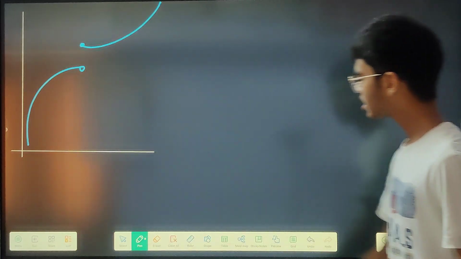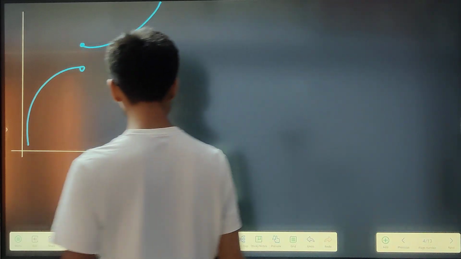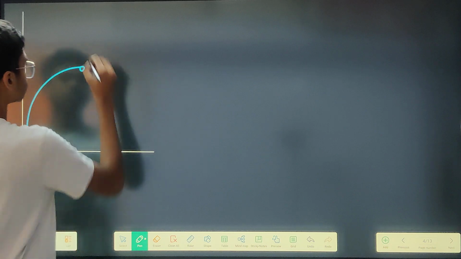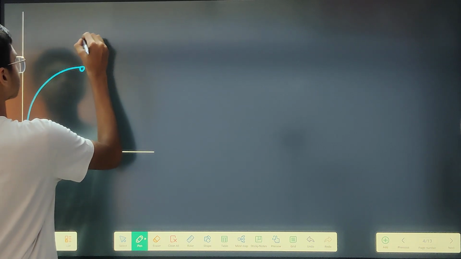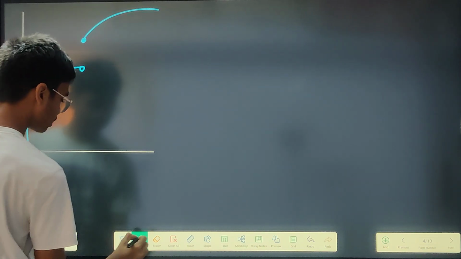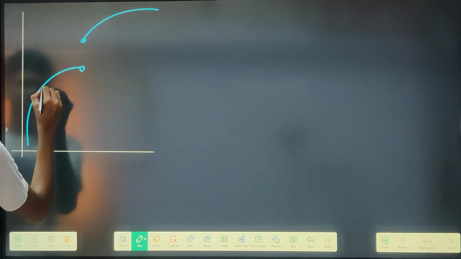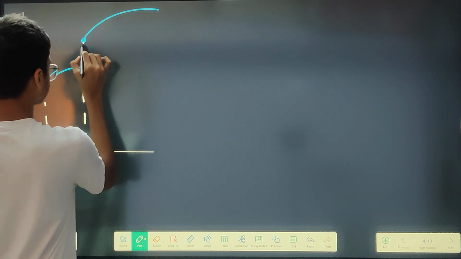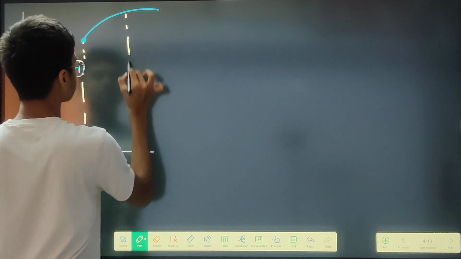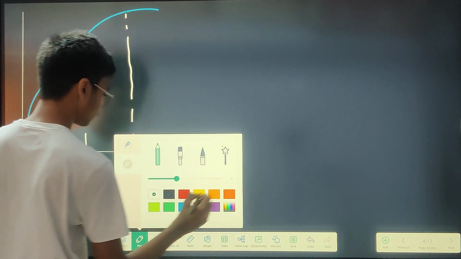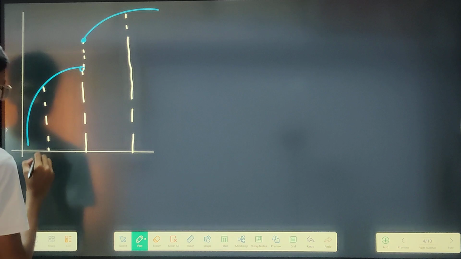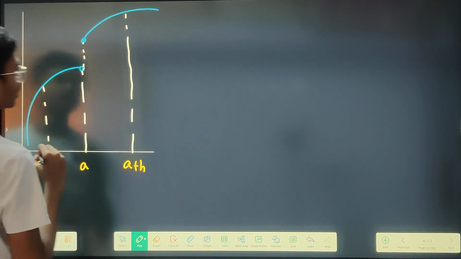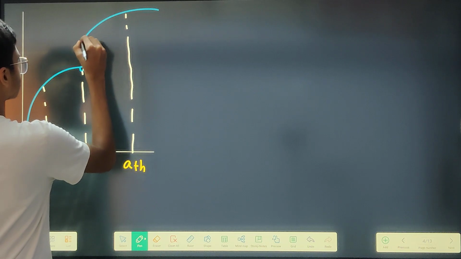So they have given us 3 different points. Let it be this. Then I'm going to conclude this, then this, here, then here. So it will be A minus H, it will be A, it will be A plus H.